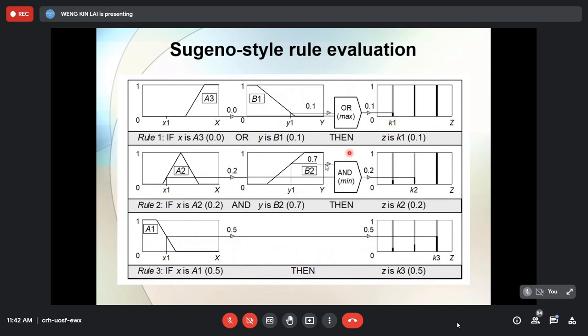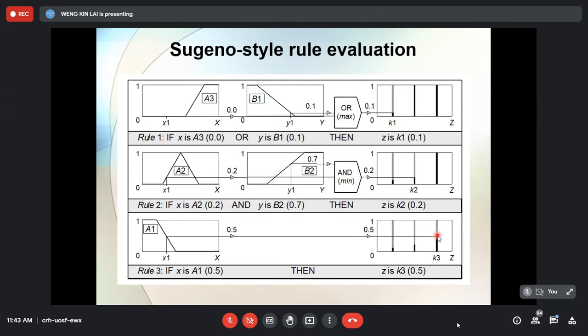You repeat the same process for the other two rules. In the case of 0.2 and 0.7, because it's an AND function, you pick the smaller of the two, the minimum value. This value of 0.2 applies to your consequent for rule number 2, which is K2. So 0.2 intersects at K2. Finally, the last one is just a single antecedent, which is 0.5, applied to K3. Now I have three points marked by my intersections of 0.1, 0.2, and 0.5.